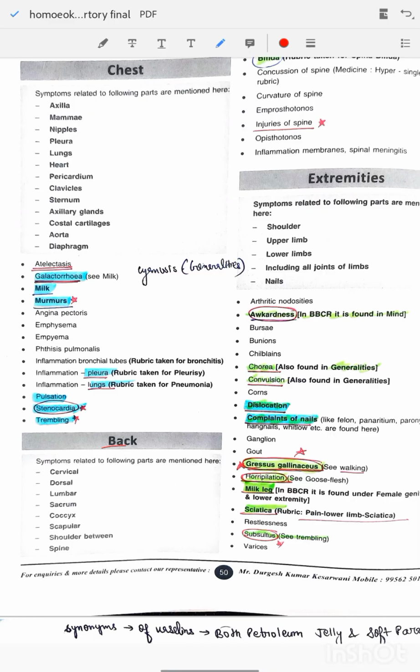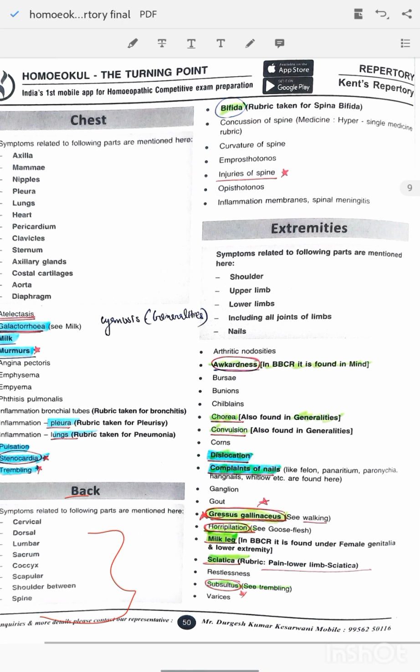In back, you have symptoms related to cervical, dorsal, lumbar, sacrum, coccyx, scapula, shoulder blade, vein, and spine. You have spina bifida, concussion of spine, curvature of spine, opisthotonus, injuries of spine, and inflammation of membrane and spinal meningitis.